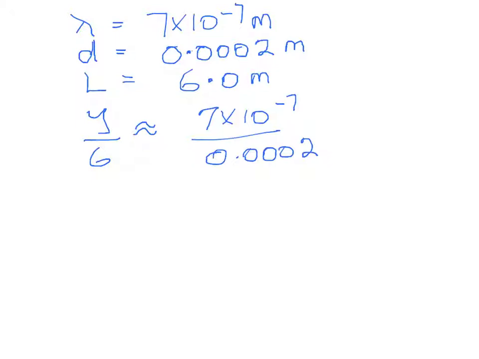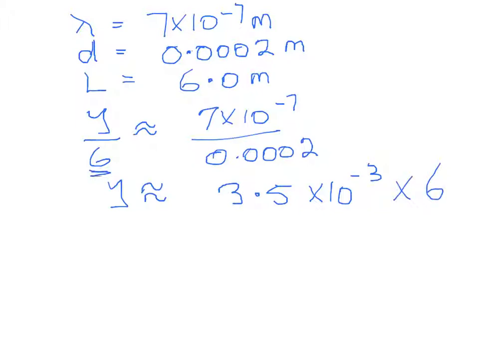So that means, therefore, that y is going to be approximately equal to, when we multiply it out, 3.5 by 10 to the minus 3 multiplied by 6. So there's our 6 over here. And that equals 2.1 by 10 to the minus 2 meters, which of course is 2.1 centimeters.